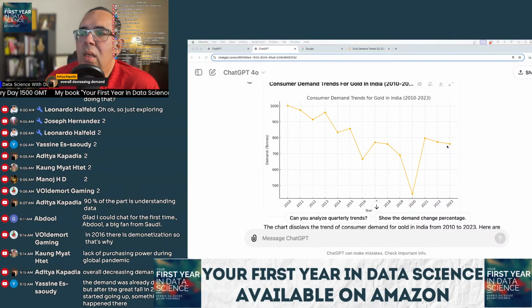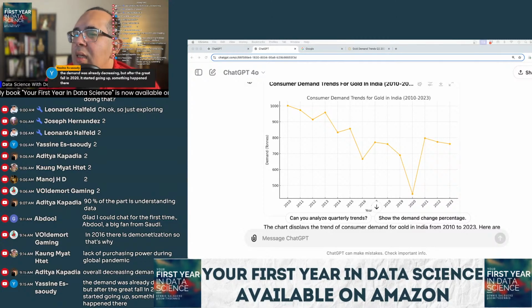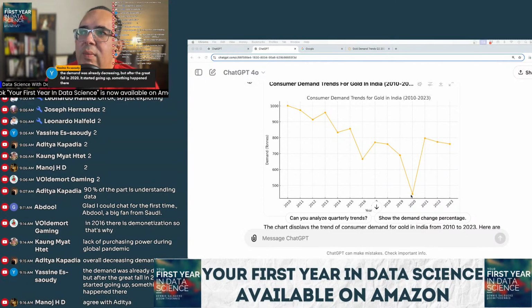observation. Yassine says the demand was already decreasing, but after the great fall in 2020, it started going up. Something happened there. Okay, so let's talk about that, because earlier I think it was Fatima that mentioned people wanting to go into safe assets, right? Which was a valid observation on other charts. Did people run to gold or run away from gold in 2020?